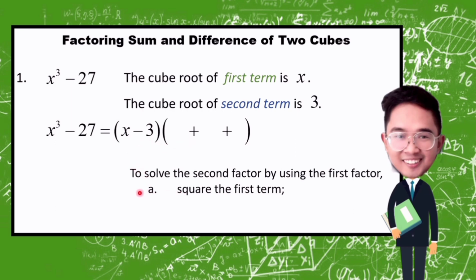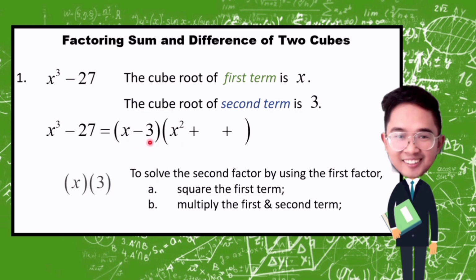So first, we need to square the first term. The first term here is x. So the square of the first term is x squared. To find the next term, multiply the first and second term. The first term here is x and the second term here is 3. So we have x times 3 is equal to 3x.